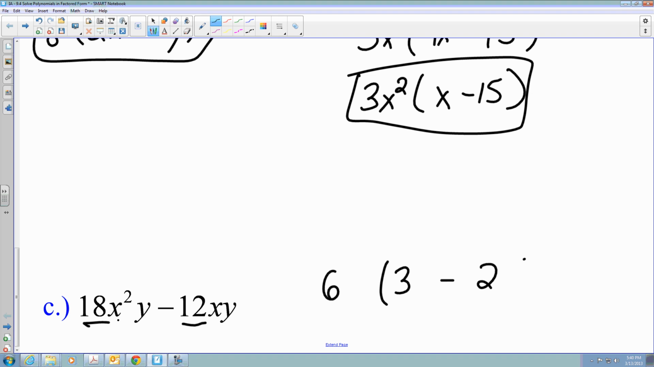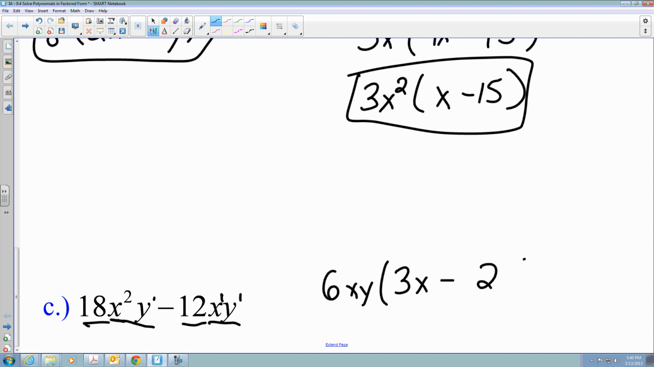Now I look at my variables. I have x and y, x squared and y, and I have x and y. So I have like terms with x, so I can write that in here. And I have like terms with y, and I can write that in there. And the smallest degree I have for my x is 1 right here, and they're both 1 for the y. So I can just leave it as 6xy. So now when I look at this 3 right here, I have to put on another x here because 6xy multiplied by 3x will give me that 18x squared y.